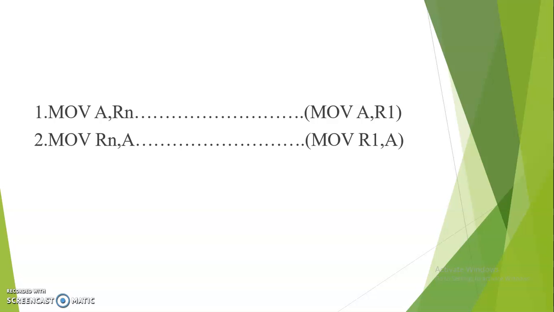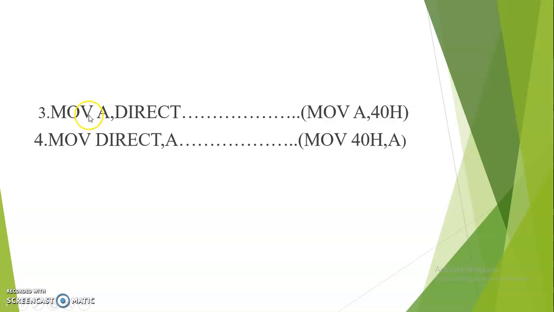We will see the next 2 combinations of the same instruction. The next combination is MOV A, direct. Here direct is the source, whereas A is the destination. This instruction will copy the contents of the direct address given in the instruction to the accumulator. The example I have written is MOV A, 40H. Here 40H is the address where there are some contents, and those contents will be copied to the accumulator.